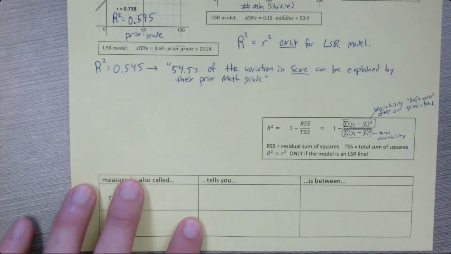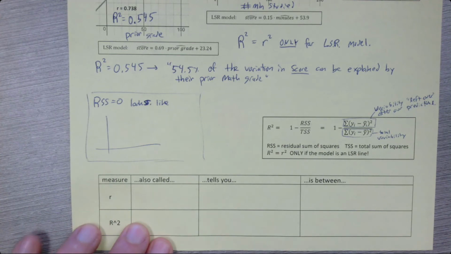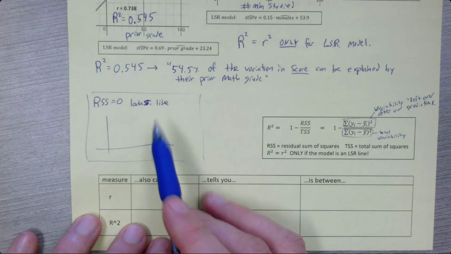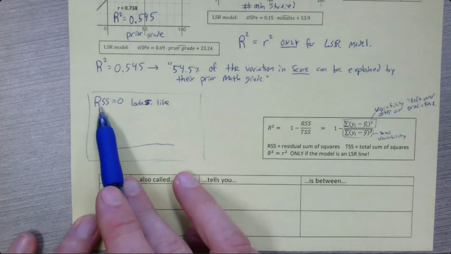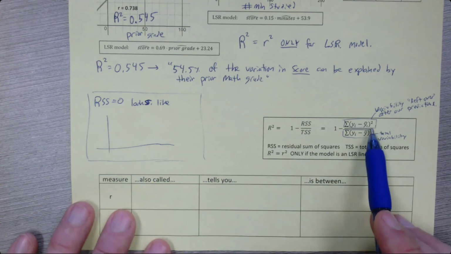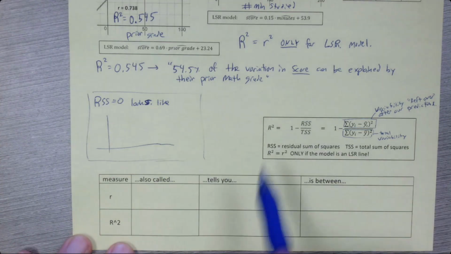All right, what else did I want to tell you? Okay, go ahead and sketch, based on what I just said, some sample data in a line where RSS would equal 0. Like, what does it look like if there is no variability left over after our prediction line? And so we'll look at those in class.